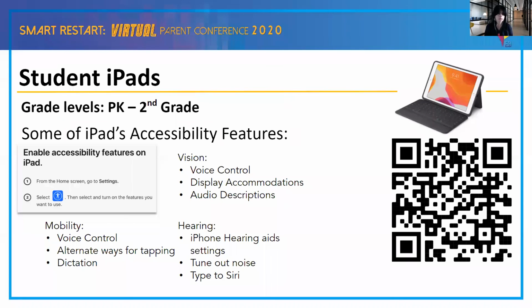So the way you enable accessibility features on the iPad, you would go to the settings in the home screen, and there will be a symbol shown there in blue. It's like a blue button with a little man and a circle. That is where we have the accessibility features where we turn on and off different options. This QR code will take you to iPad's official page on accessibility, okay?